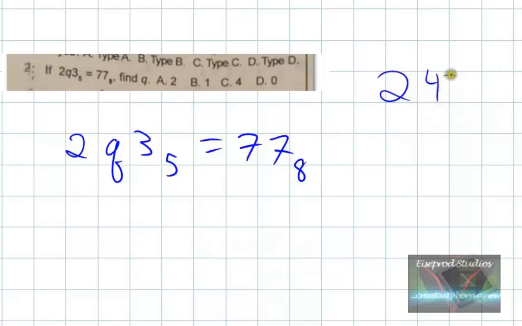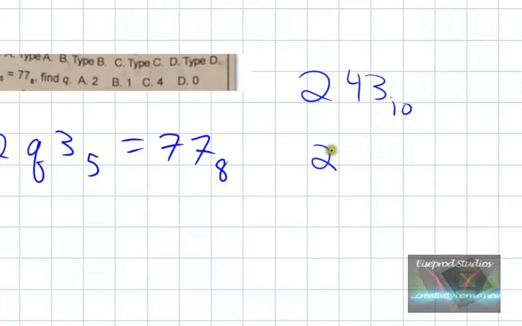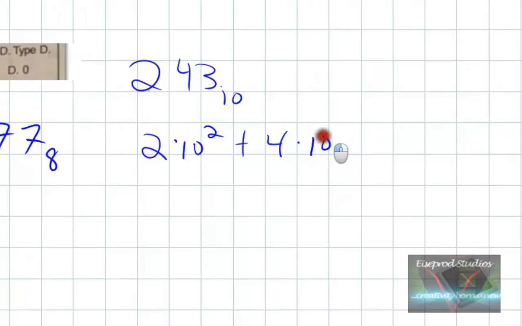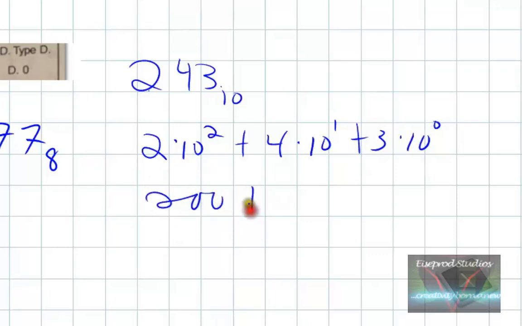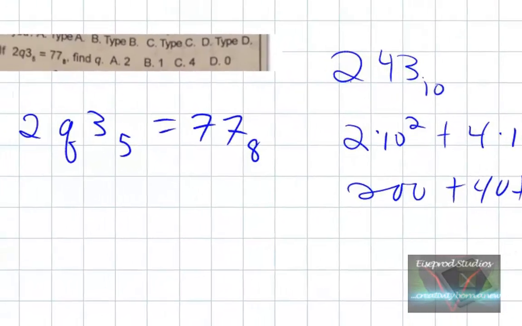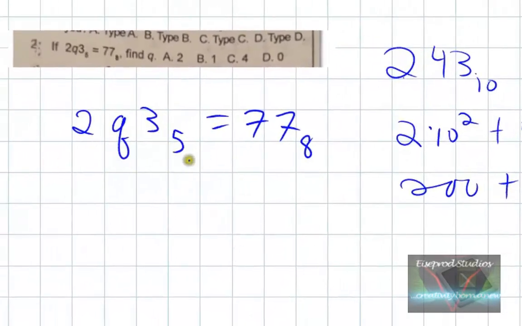Remember that with the normal system that we're used to using, which is a base 10 system, we interpret the 243 as being the sum of 2 times 10 squared plus 4 times 10 to the first power plus 3 times 10 to the 0 power, which would be 200 plus 40 plus 3. But you can do the same thing with different bases. And so using this process, we're going to solve for q.